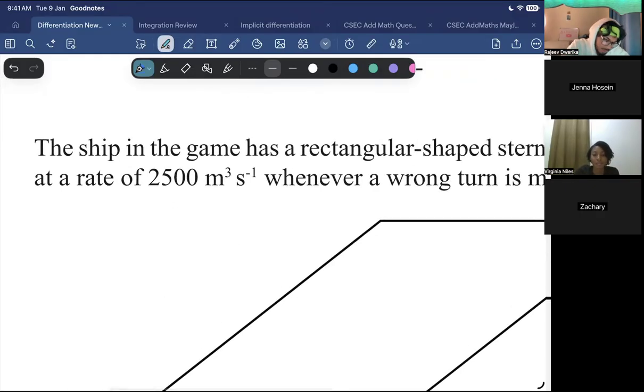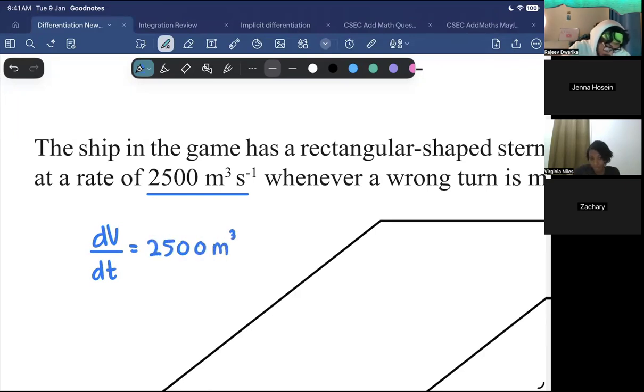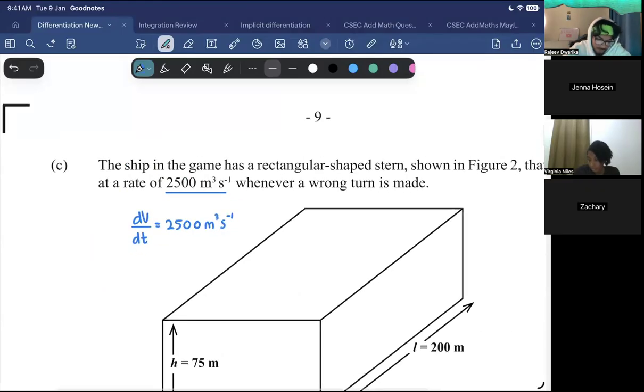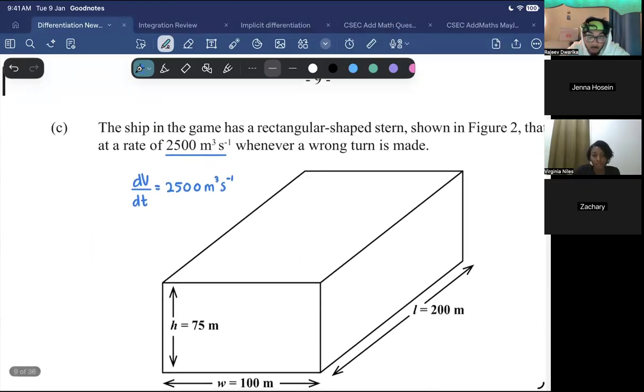Jenna, Zachary, I want you to fully understand why I say this is dV/dt. It's the unit itself. Jenna, what is meter cube? Meter cube implies the product of how many dimensions? Three, so that's volume. And it's per second, which is with respect to time. So they're telling us that dV/dt is 2500 meter cube per second, and that's how much water it takes in whenever a wrong turn is made.